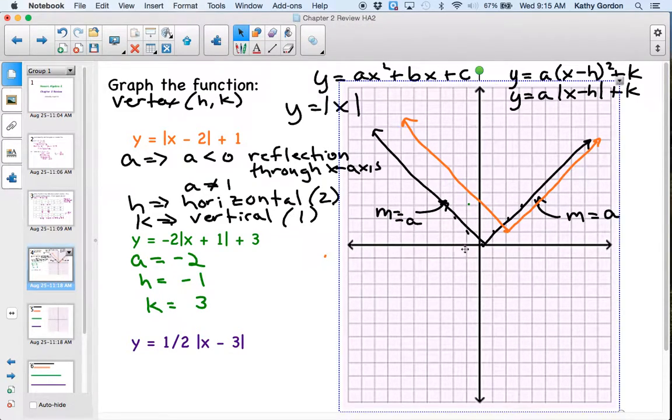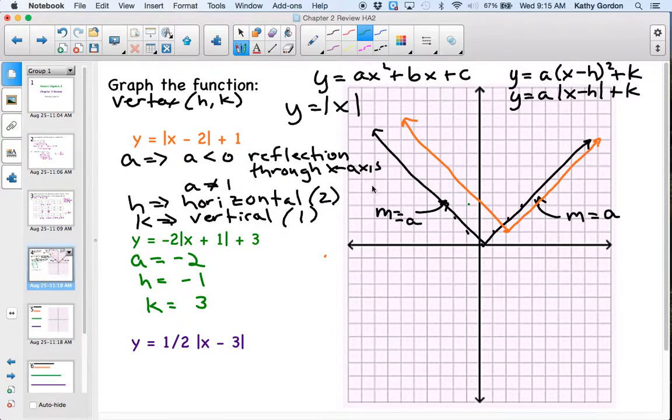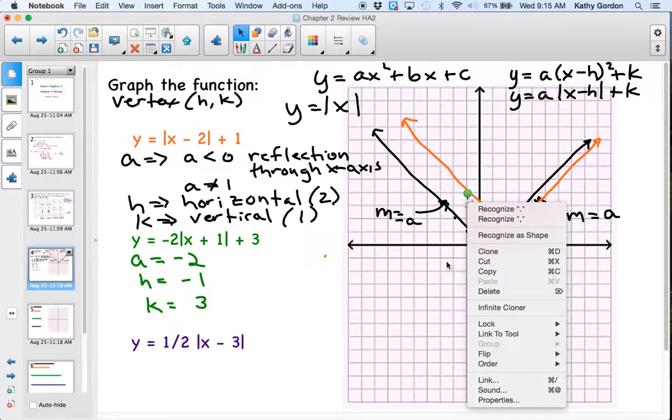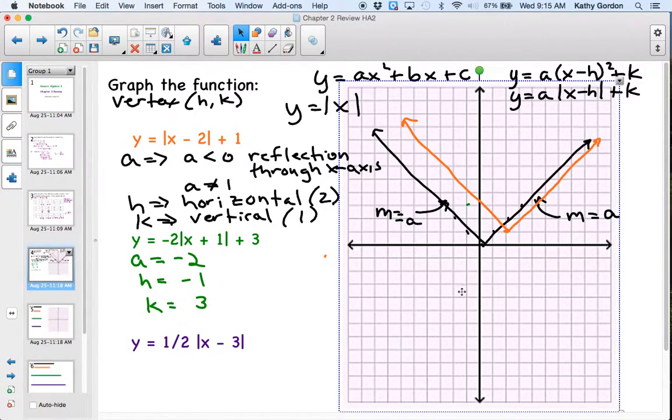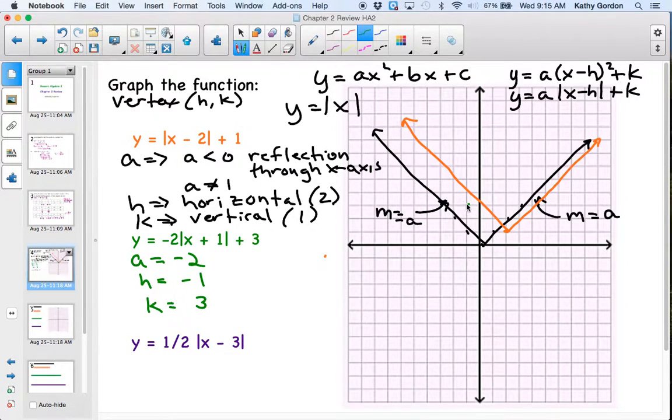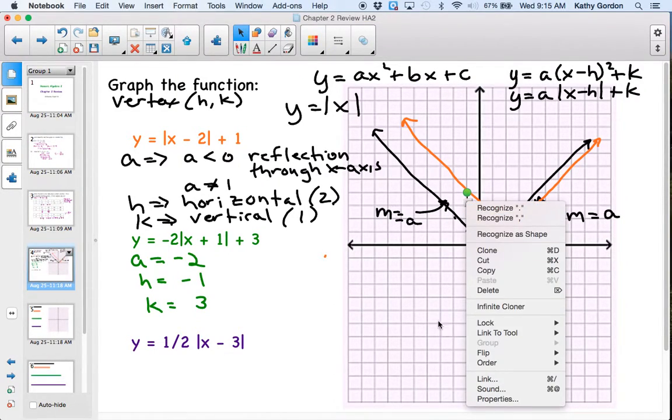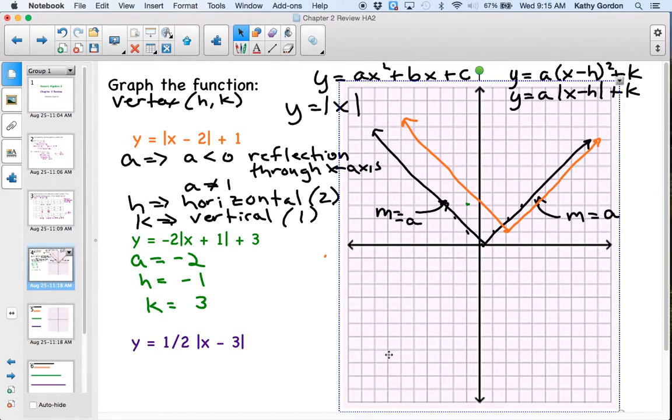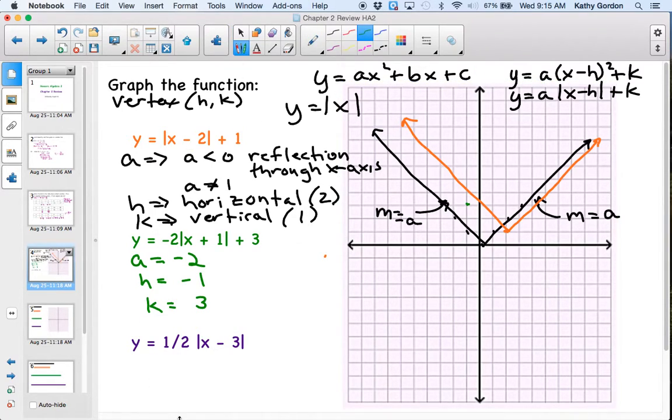Oh, lost it. Come back. Come back. Oh, why does it keep doing that? I'll do this one more time. Here we go. Anyway, it's there. You see it? It's really small, right there. Okay, there's -1 comma 3.